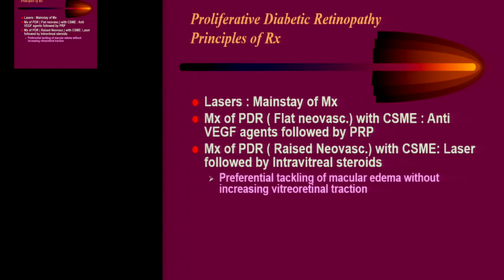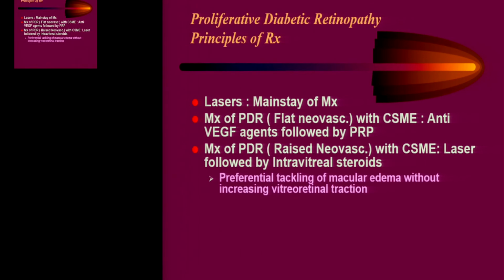The second aspect is about proliferative diabetic retinopathy, and the mainstay of management is still lasers. Here I differentiate PDR into that with flat neovascularization and that with raised neovascularization, and in fact Atul touched on it in a way. If you have flat neovascularization with CSME, give an anti-VEGF agent and complete the PRP quickly.